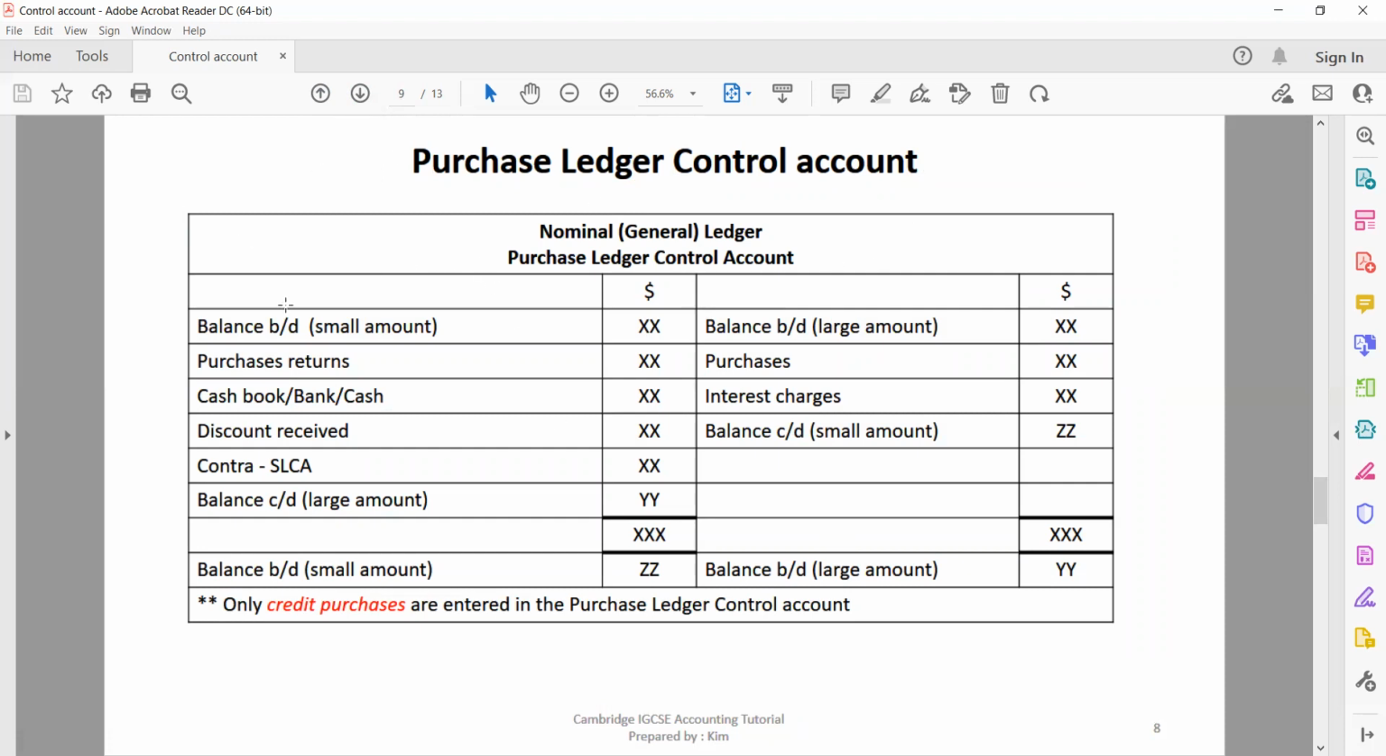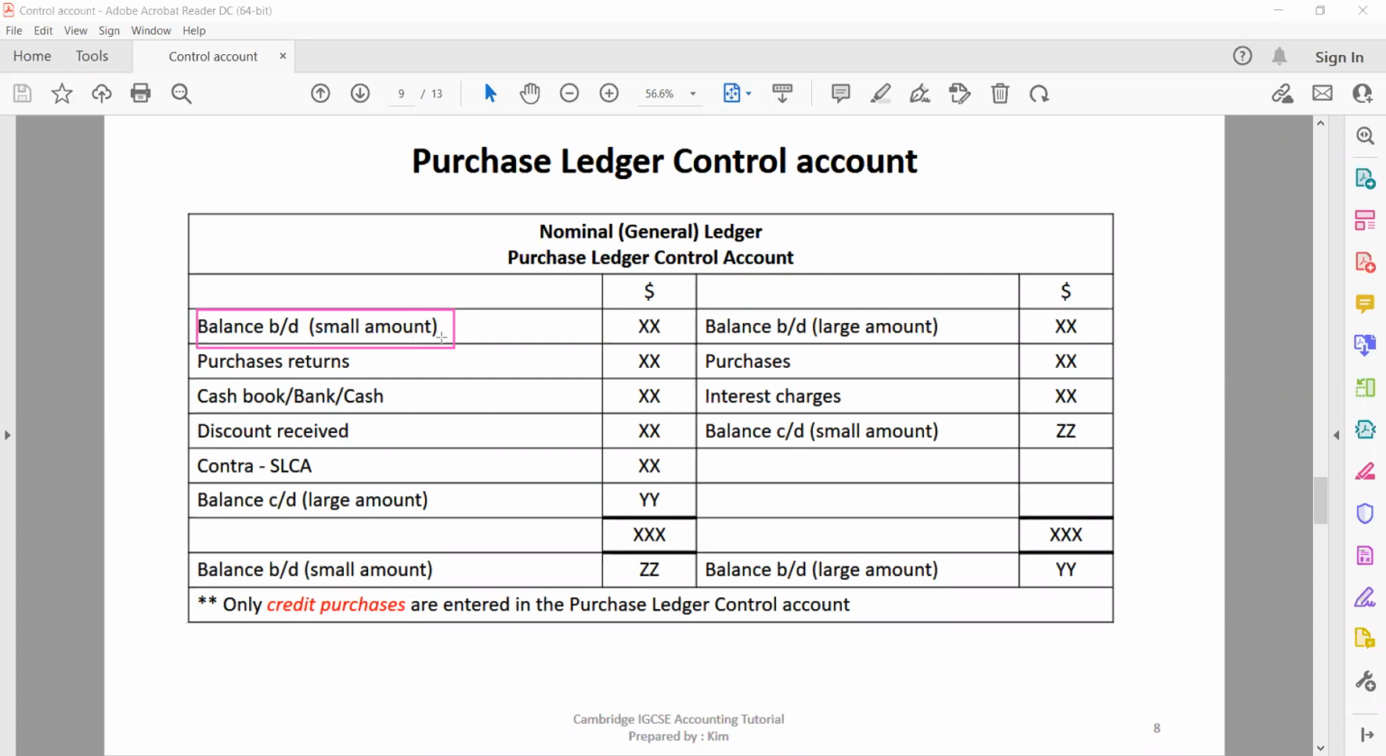The format, debit side and the credit side, are fixed. It will not be changed. And this purchases ledger control account is actually sitting in the nominal ledger or general ledger. On the debit side, we have the balance worked out, which is the smaller amount. When you have a debit balance in the debit side, basically this is showing that the supplier is owing you the money. This is your asset.